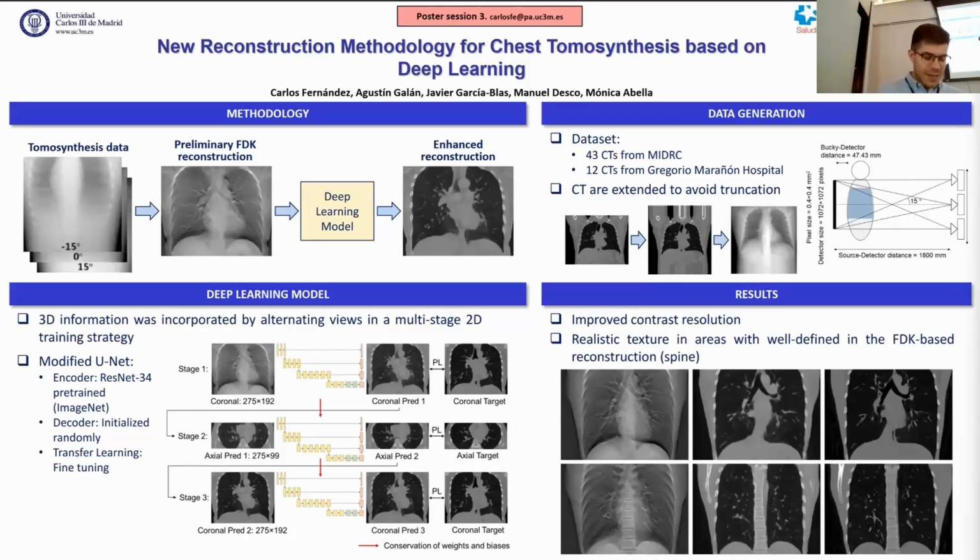Hi, everyone. We present a new methodology for tomosynthesis reconstruction that tries to retrieve tomographic information based on a deep learning approach. The input images are preliminary FDK reconstructions, and the target images are CT scans. We use a UNet network with ResNet34 as the encoder pre-trained with ImageNet. We incorporate 3D information by alternating coronal and axial slices in the training strategy. The results show a realistic anatomical texture.